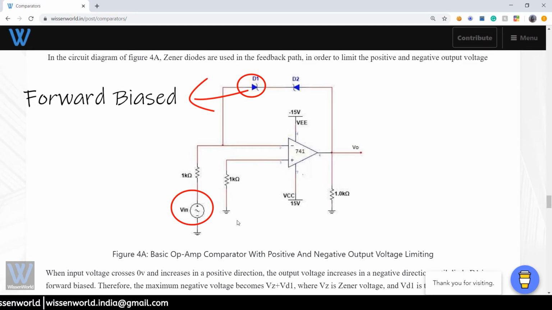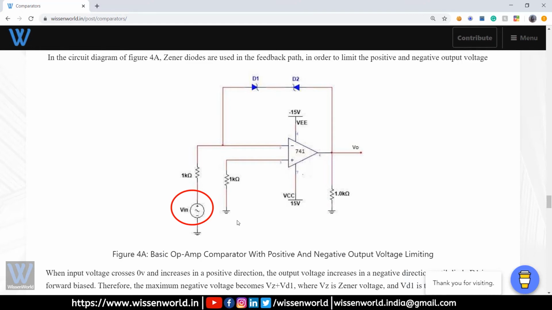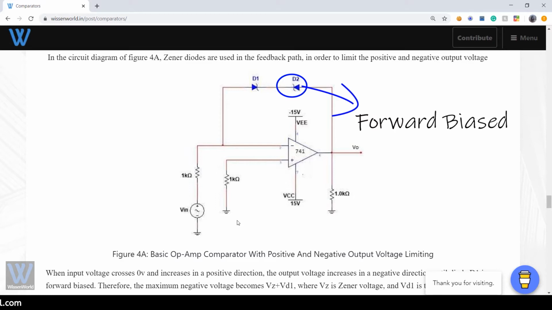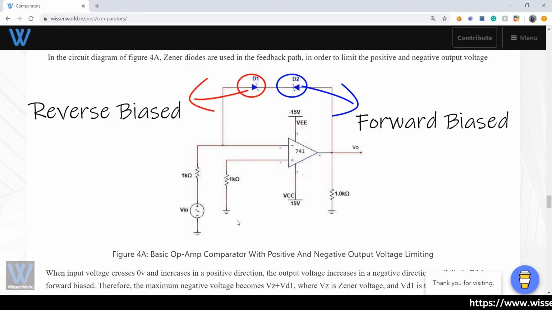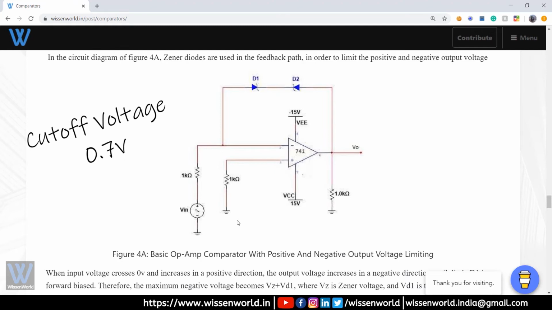Now the maximum negative output voltage will be the voltage drop across this forward biased diode D1 and the cutoff voltage of this reverse biased diode D2. When the input voltage crosses 0 volts and increases in a negative direction, the output voltage will increase in a positive direction until diode D2 is forward biased. So now the maximum positive output voltage will be the cutoff voltage of the reverse biased diode D1 and the voltage drop across diode D2. Cutoff voltages of these diodes will be nearly 0.7 volts.